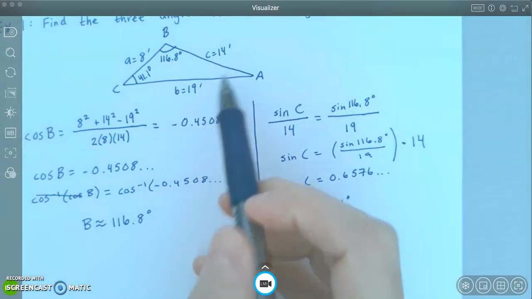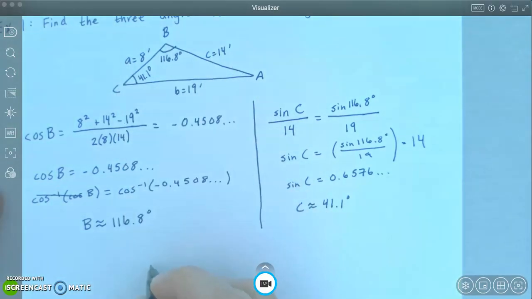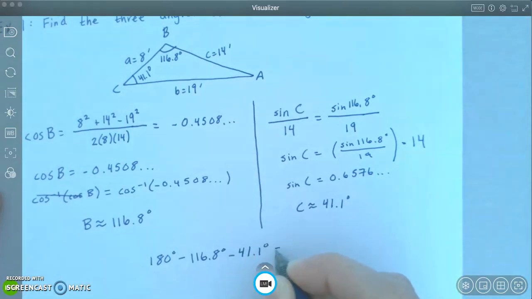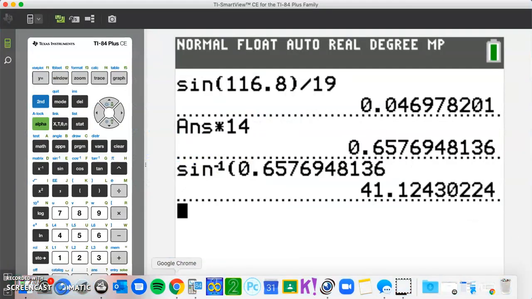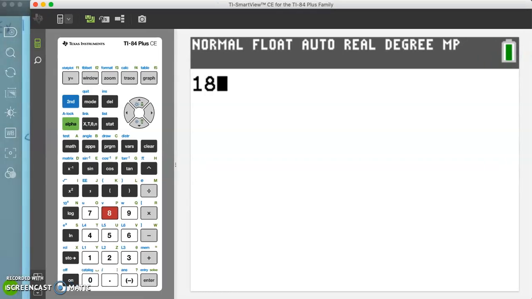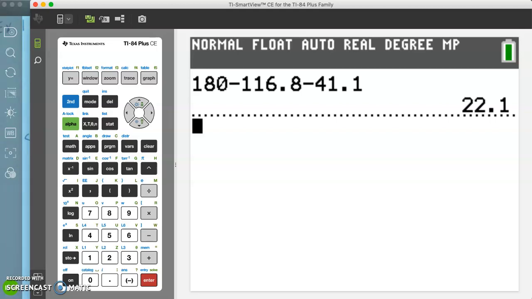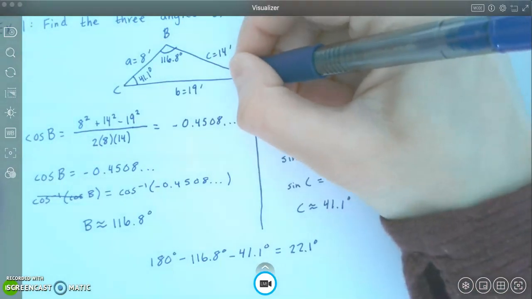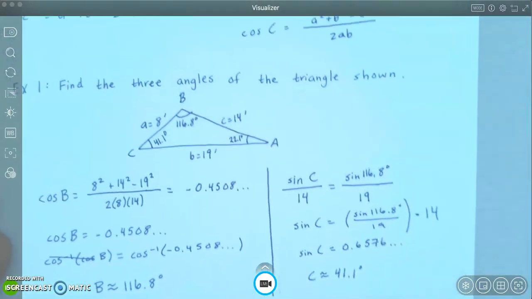So now the next step is pretty simple. We know that in a triangle there are 180 degrees. So all I'm going to do now is 180 degrees minus 116.8 degrees minus 41.1 degrees. And let's see what we get. So I have 180, okay, it's not typing. Let's see why. Okay, 180 minus 116.8 minus 41.1, and we get 22.1 degrees. All right, so now we have solved for that last angle, 22.1 degrees, and we have completely solved that triangle.